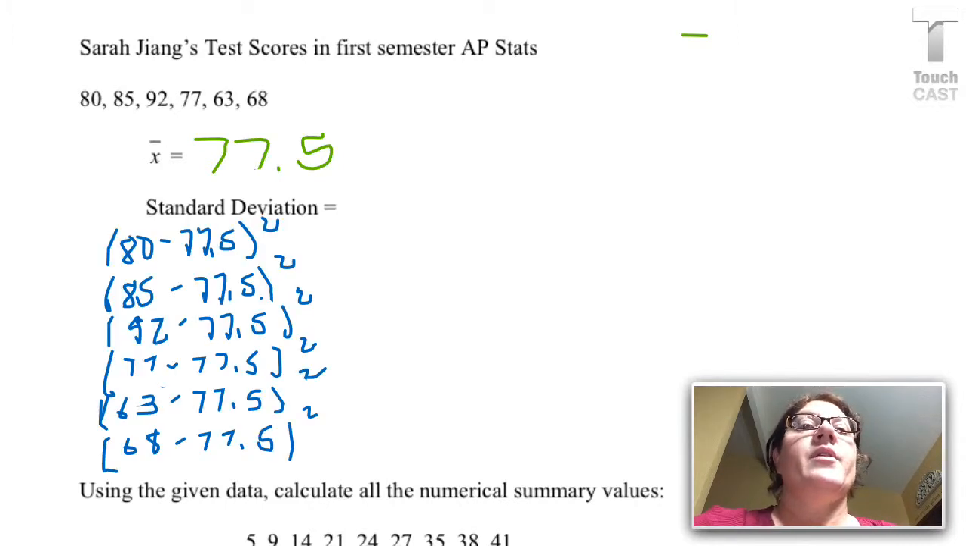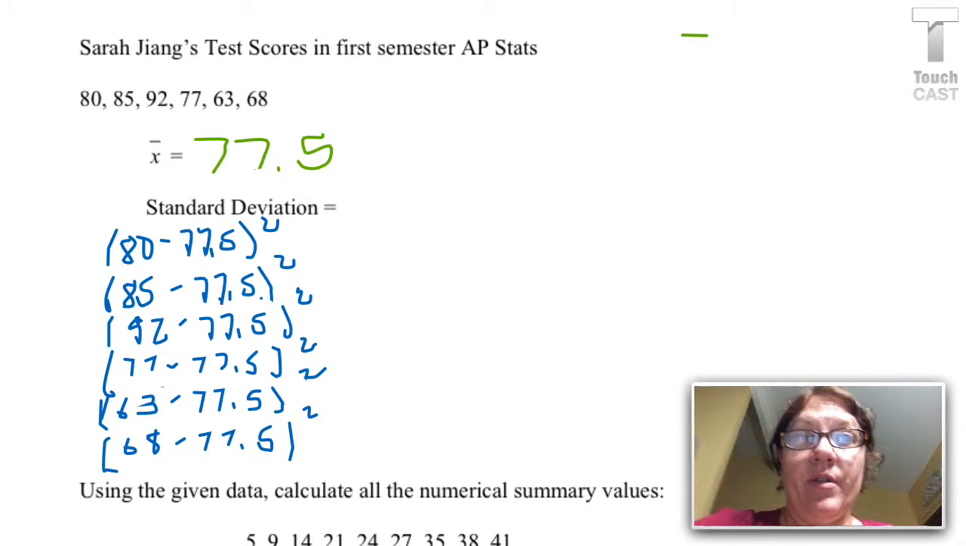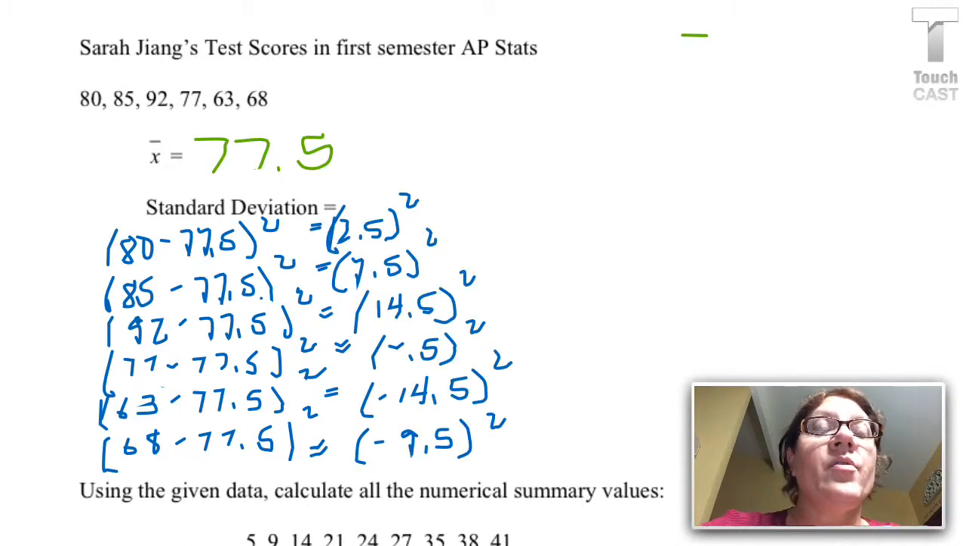So here you'll notice I took every single one of the data values in the list and I subtracted the mean, and then I'm going to square them all out. This is what I'll get. So now a key feature to notice is that some of those values turn out negative. That's because some of the numbers are below the mean and some of the numbers are above the mean.